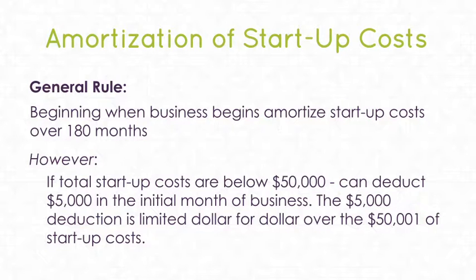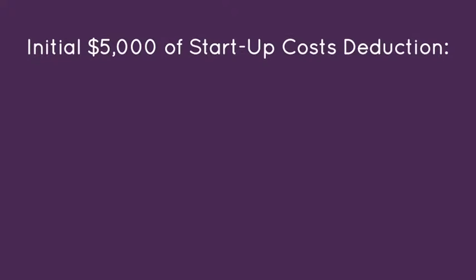However, the remaining or total startup costs can be amortized. This means divide the total startup cost by 180 months, and the resulting amount is the monthly amortization expense that can be deducted. So let's take a look at an example.